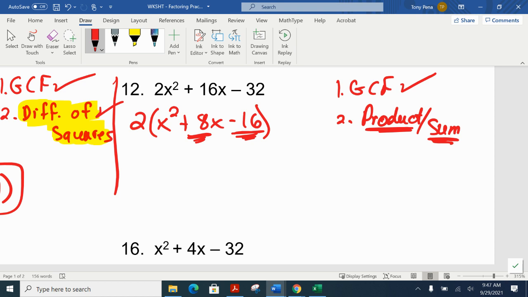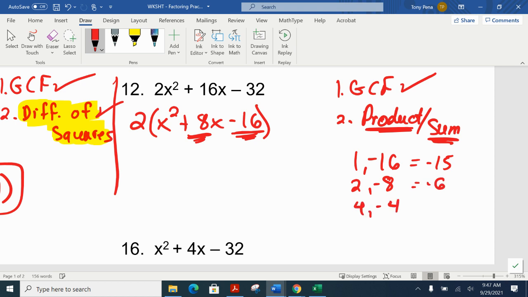So you could do a negative 1 and 16, which would give you a negative 16, but that's going to add up to be negative 15. And if we flip the signs, you get a positive 15. You could try 2 and 8. Those will give you a negative 16, but if you add those up, they're going to give you a negative 6.